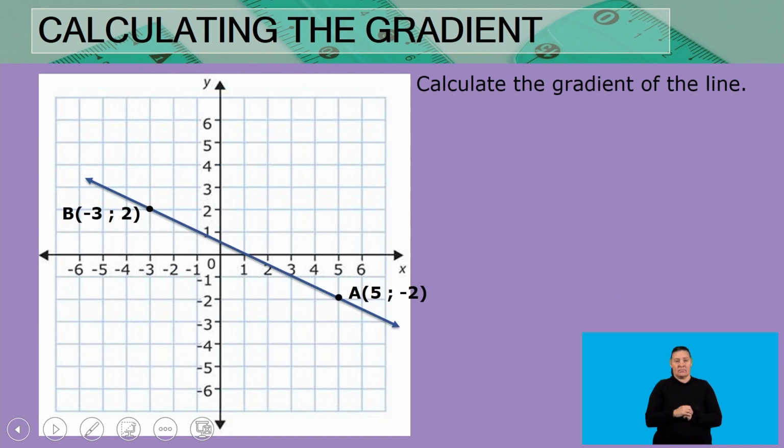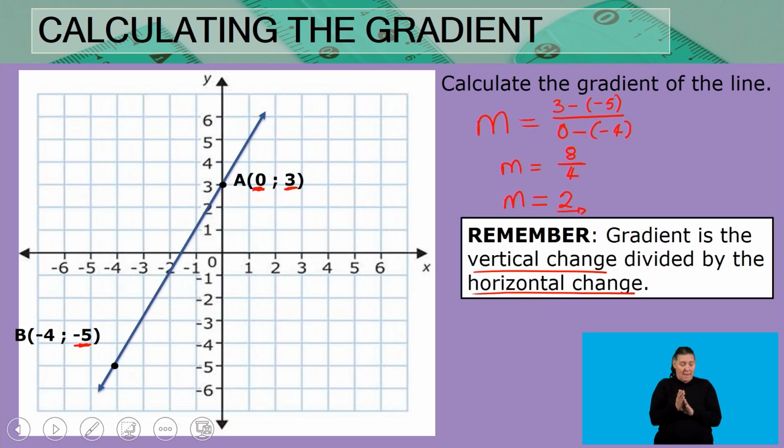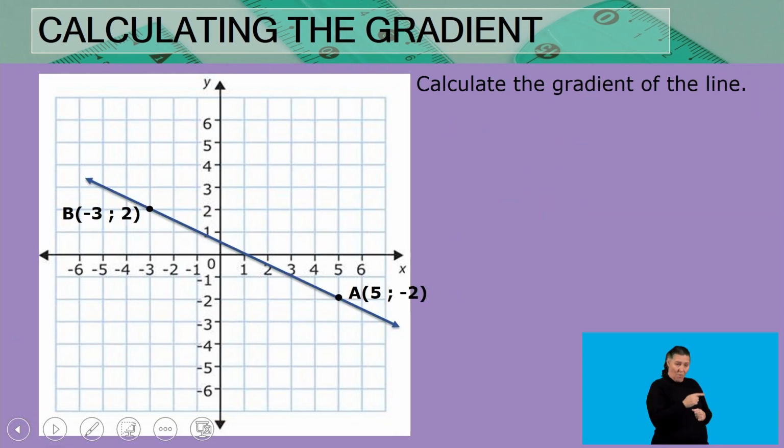Let's move on to the next line here. And what I want you to notice with this next line, when we are comparing it with the previous line, is that the previous line was an increasing graph. And that's why our gradient was a positive gradient. So let's see what happens when it is a decreasing line.